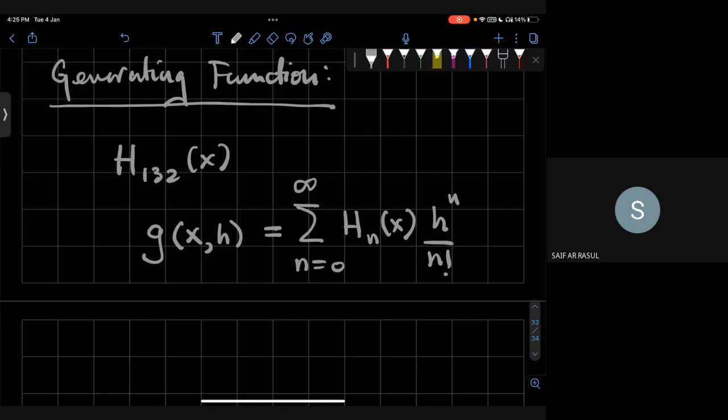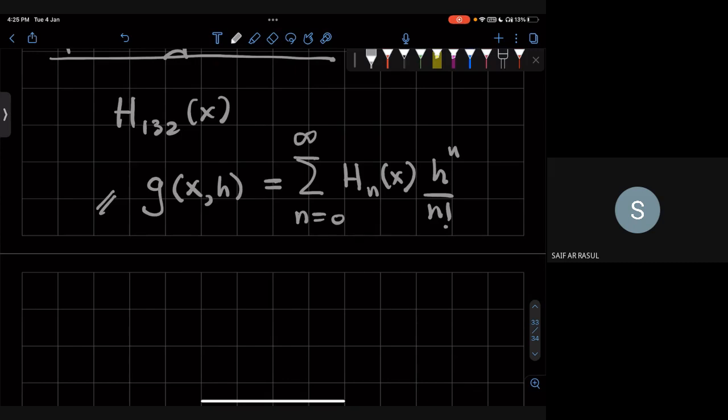Okay, so there's a way to figure this function out. If you derive this function, you can figure out any Hermite polynomial. And I'm not going to show you how to do that.